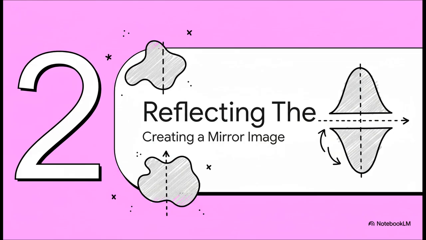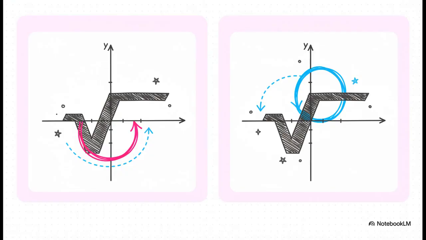Okay, next tool in our kit, reflections. This is pretty much what it sounds like. We're going to create a mirror image of our function across an axis, kind of like looking at a mountain's reflection in a perfectly still lake. And yep, just like with shifts, we've got two types. If you stick a negative sign outside the function, you negate all the outputs, and that flips the graph vertically, right over the x-axis. But if you put that negative inside the function with the x, you're negating all the inputs, and that flips it horizontally over the y-axis.